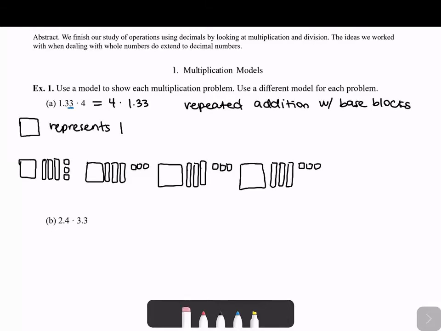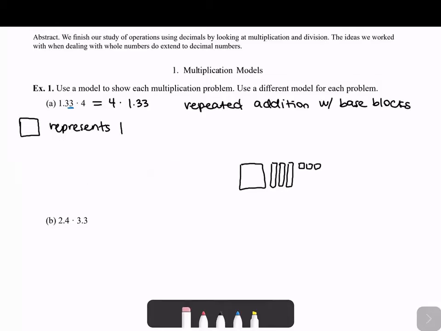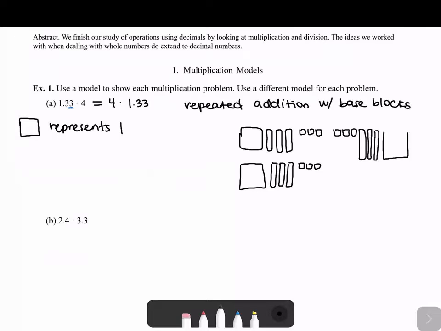Okay, well, I probably should have written this where it was easier to combine. So I'll rewrite it over here. So now we have 1, 3, 3. And then 1 more. Okay, so now we have 1.33 represented in base blocks 4 different times.